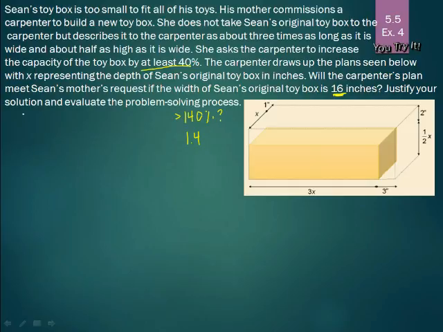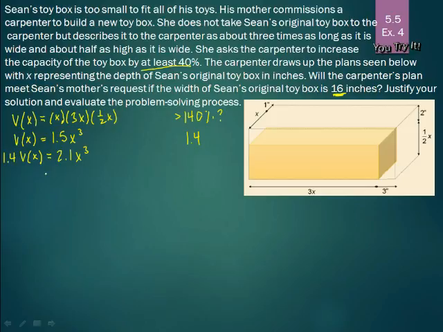Just coming up first with an equation for volume, the original volume was the width x times the length 3x times the height 1/2 x. Multiplying that together, 3 times 1/2 is 3/2, or 1 5/10, and x times x times x is x cubed. If we want that to be 140% bigger, we multiply that by 1 4/10. Multiplying each side by 1 4/10, 1 5/10 times 1 4/10 gives us 2 1/10 x cubed. That should be our new volume.